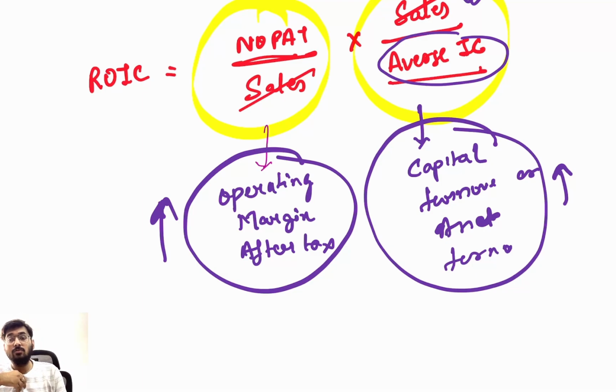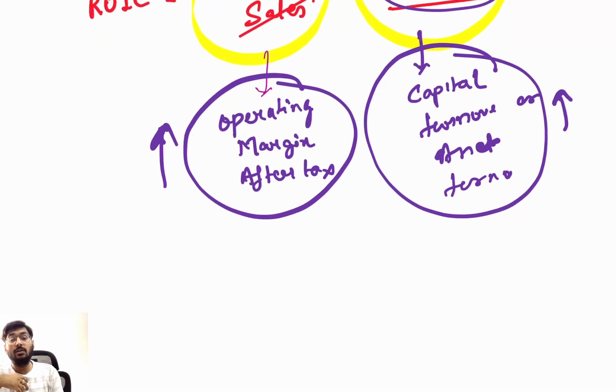Clear? So if I have to decide whether I should invest in this project or not, I will calculate its ROIC. Suppose ROIC is 15%, but my required rate of return is 25%. So will I invest in this company? No. Are you clear?